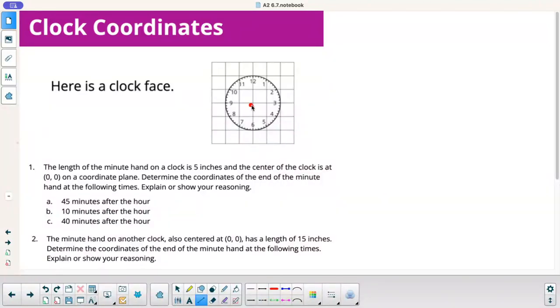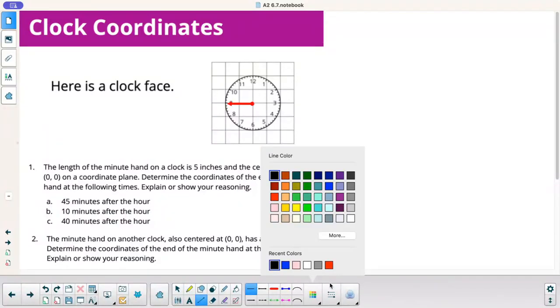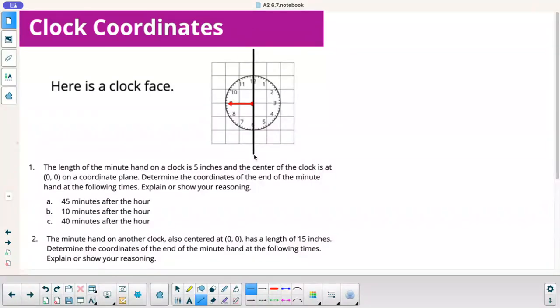All right, so here is my minute hand. So 45 minutes after the hour. Obviously the hour starts right here. So 15, 30, 45 right there. So if this is 0, 0, think of these as the axes here. It looks like I just moved left 5 because my radius is 5. So this one here looks like -5, 0, because the radius is 5. I don't go up and down, I just go left 5. So that's right there.